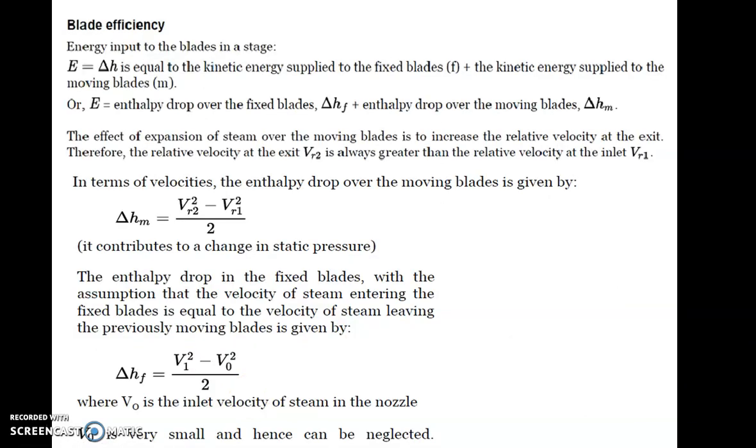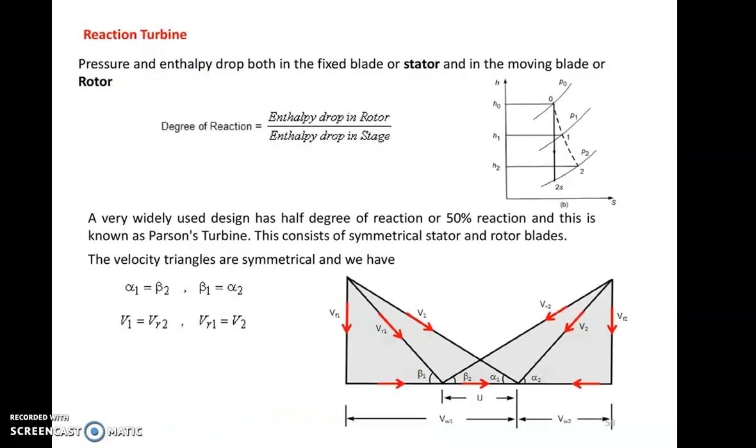Now, what is blade efficiency that we have seen? The blade efficiency is nothing but the ratio of the output work done upon the energy supplied. Now, what is the energy supplied? Here the energy supplied is the complete energy, from H0 to H2. So H0 minus H2 is the energy supplied. It will be the sum of H0 minus H1 plus H1 minus H2, or it is also called delta HF plus delta HM.